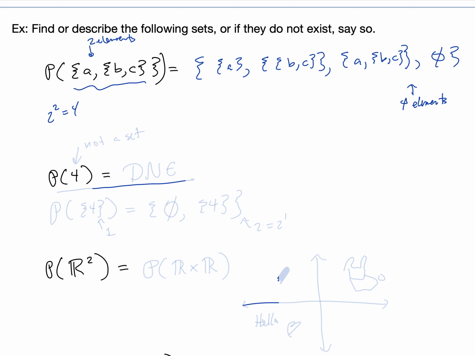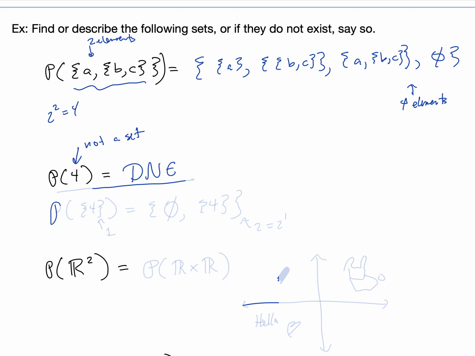All right, power set of the number 4. So remember that the definition of the power set is if A is a set, the power set of A is the set of all subsets of A. This is not a set. So the number 4 is not a set. This power set does not exist.